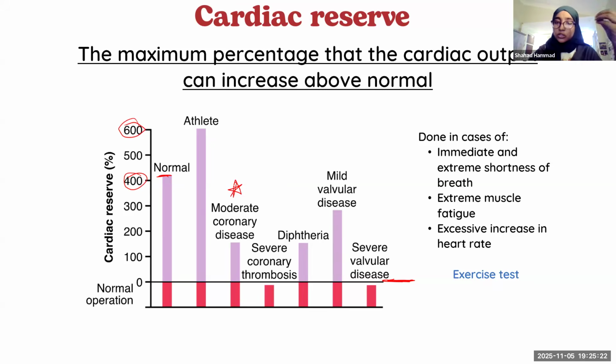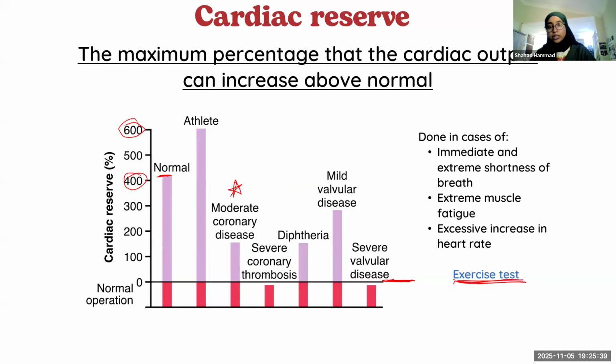And what we need to do to diagnose this is something called an exercise test, because what do we see? When do we see the cardiac reserve? We see it from a normal state to an exercise state. So we do this test when we see shortness of breath, muscle fatigue, or excessive heart rate.